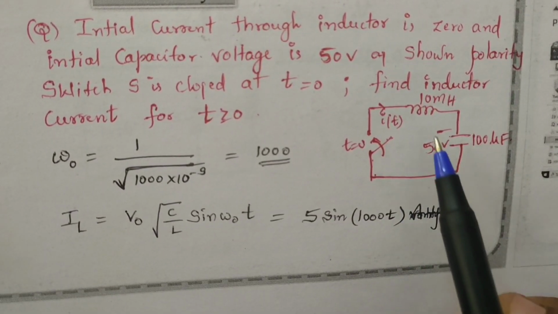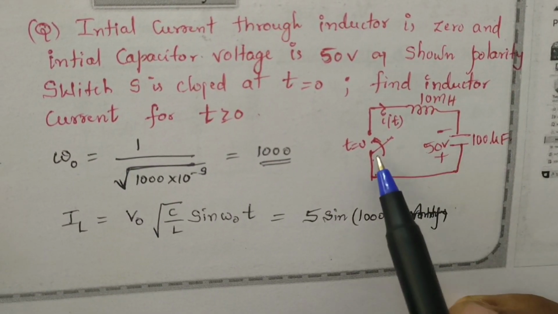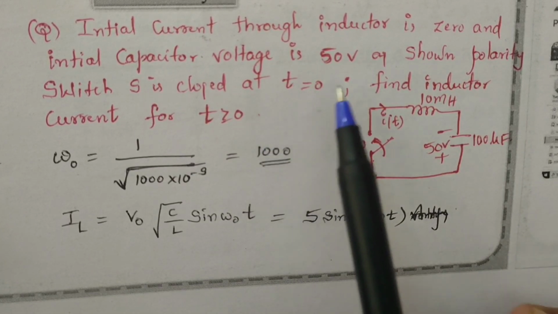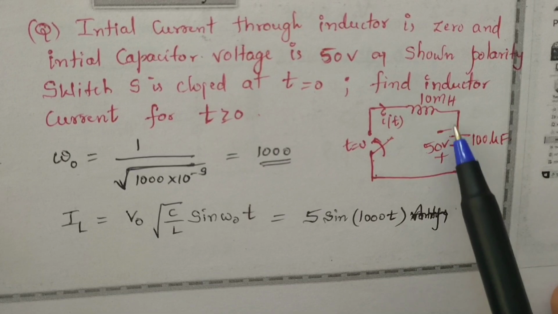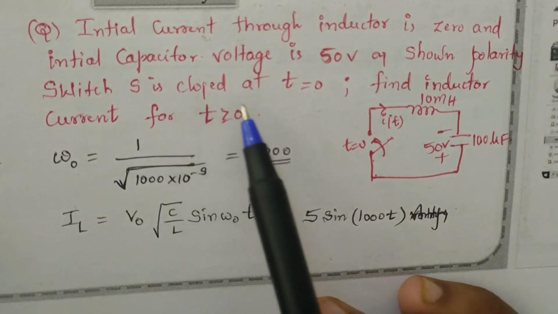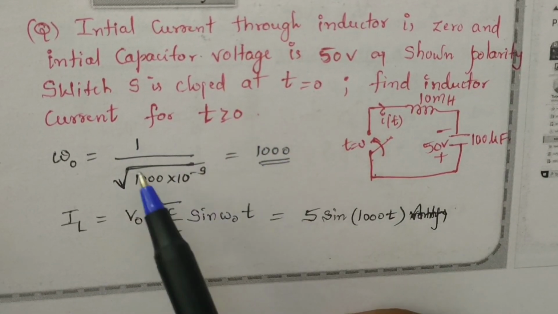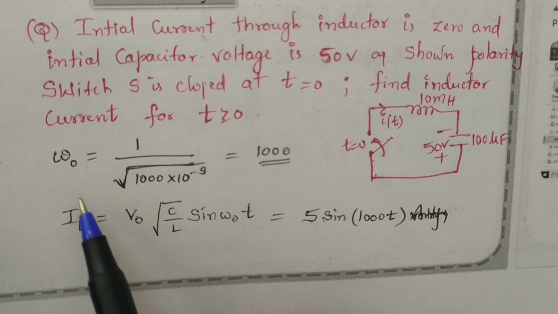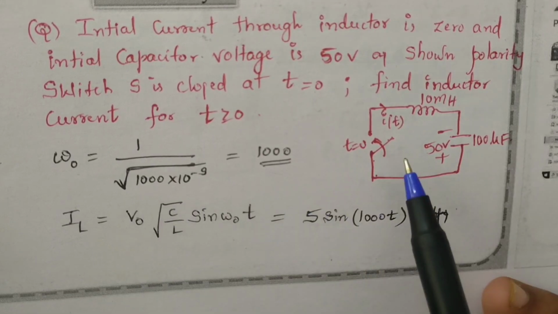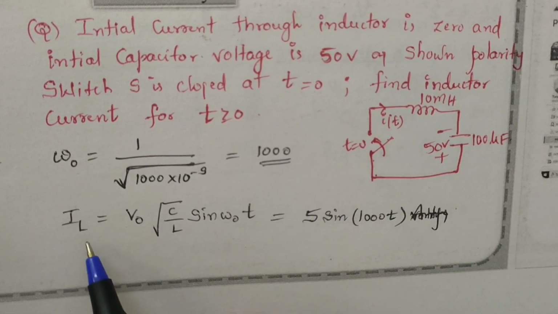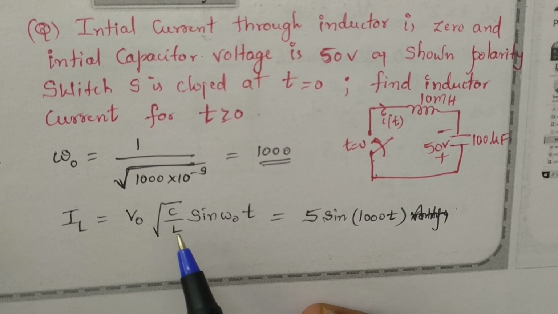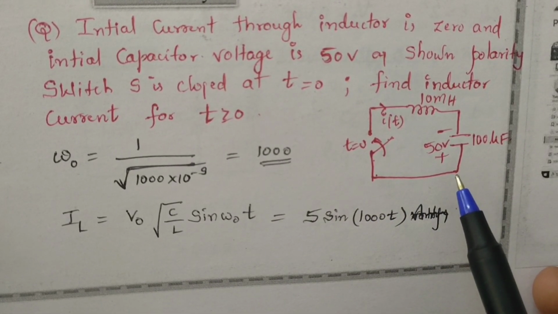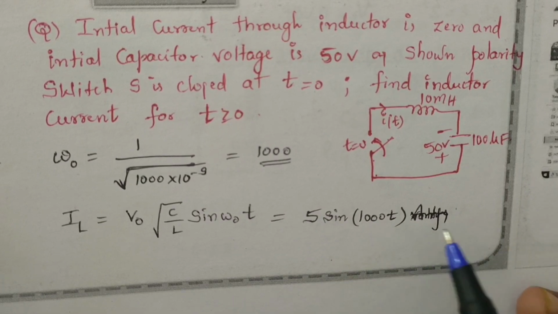In this circuit, it is an LC circuit with the switch open. Initial current through the inductor is 0 and initial capacitor voltage is 50 volts. Polarities are as shown in the figure. Switch S is closed at t is equal to 0. Find the inductor current. First of all, we find omega naught is equal to 1 by root LC, and it is a source free circuit. I is equal to V naught into root C by L into sin omega naught t. Phi into root C by L. You will get it as sin 1000 t.